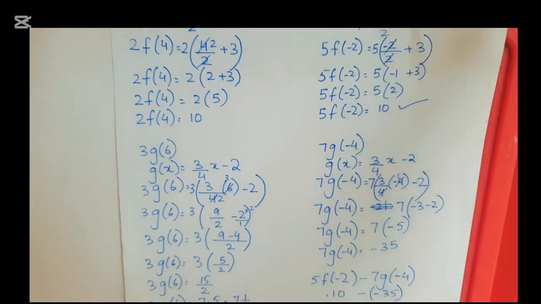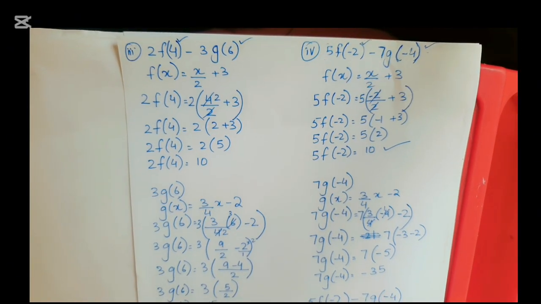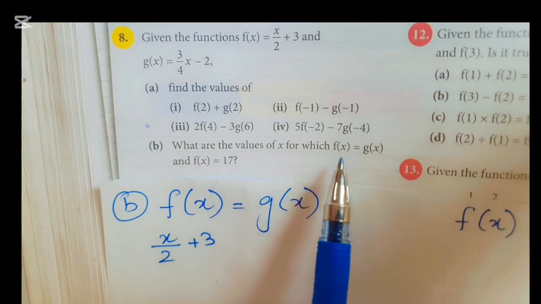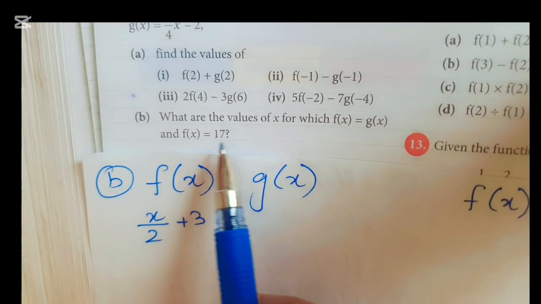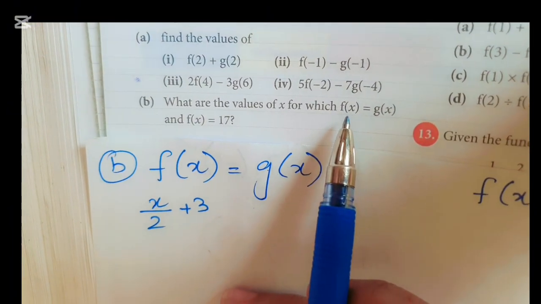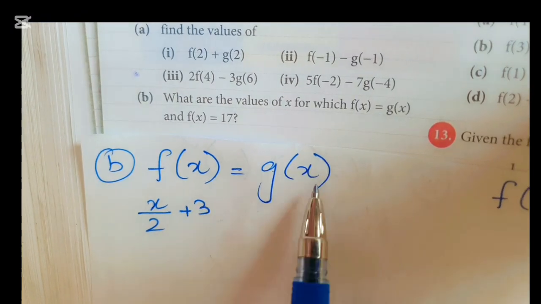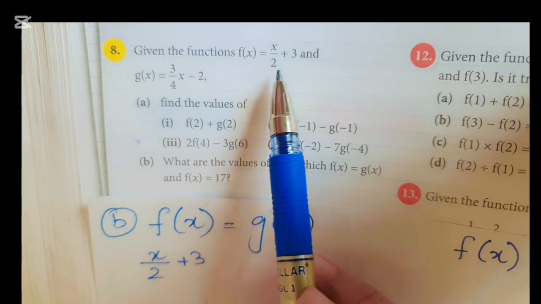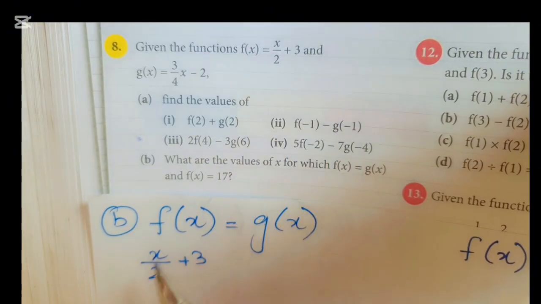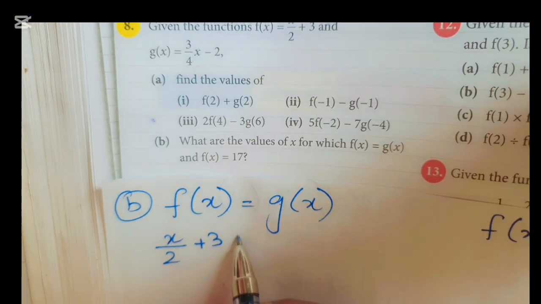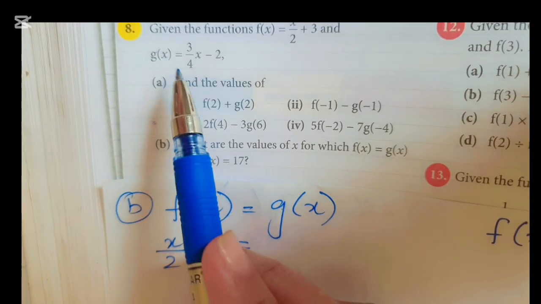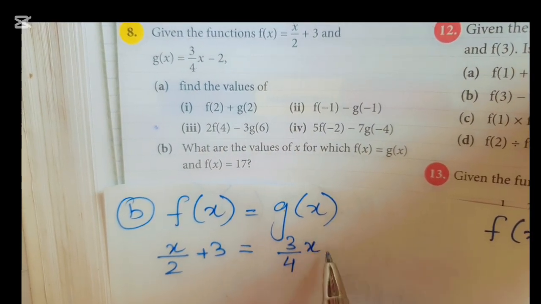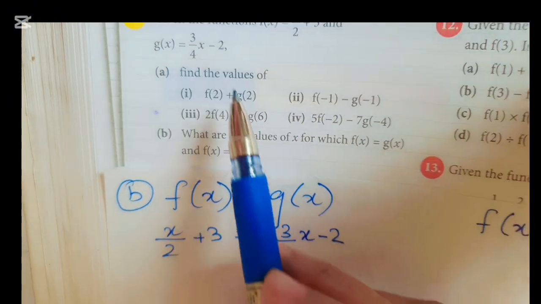This was part A, and now move to part B. What are the values of x for which f(x) is equal to g(x) and f(x) is equal to 17? Okay, first of all we are going to do f(x) is equal to g(x). I have written over here, and you know that the value of f(x) is equal to x upon 2 plus 3, that is given in the question, and I am writing the equal sign as it is. Now what is the value of g(x)? That is 3 upon 4 x minus 2. It's also given in the question.